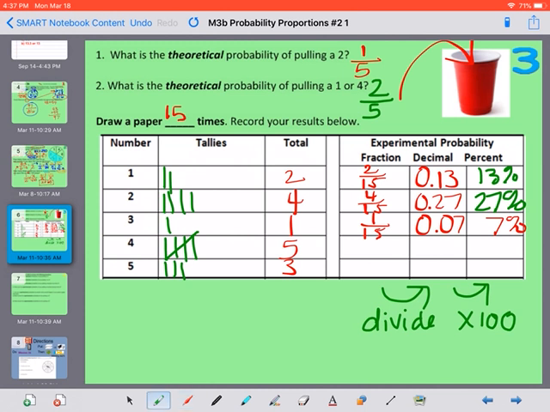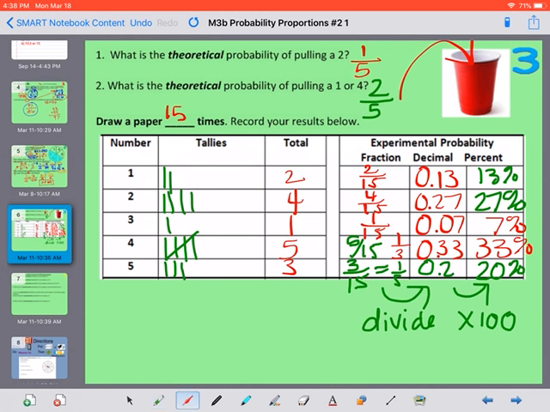Then we got a 4, 5 out of 15 times. We could actually simplify that by dividing by 5 to get 1/3, which is 0.33 or 33%. And then our last one, we have 3 divided by 15, which we can simplify as well. We could divide by 3 to give us 1/5, or 0.2 exactly, which is 20%.